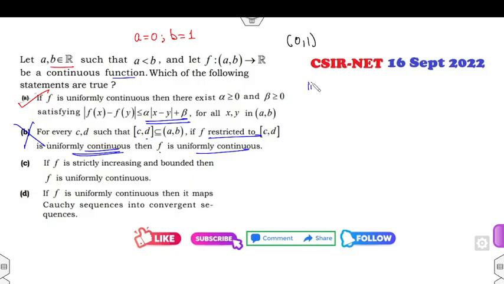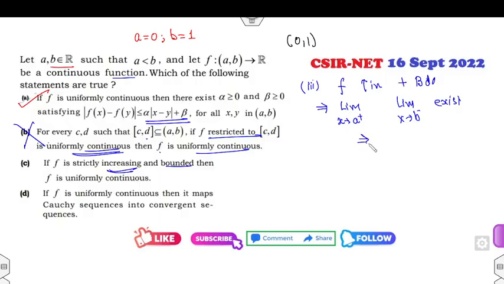Look at the third option. f is strictly increasing. If f is strictly increasing on this interval (a, b), that means the limit as x approaches a positive and the limit as x approaches b negative both exist and are bounded. So that means if f is monotonically increasing, f is monotonic and bounded, that means f is uniformly continuous. That is the last option.